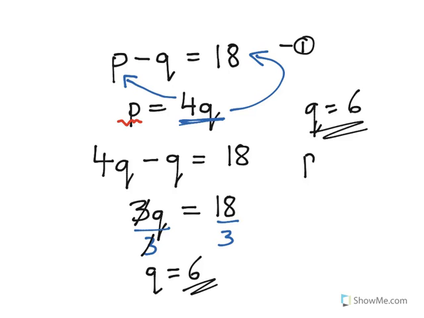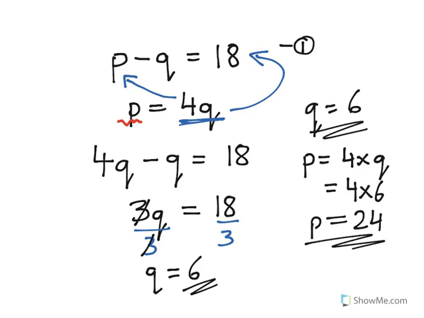But P, I know, is 4 lots of Q. And I know that Q is 6, so P equals 4 times 6, which equals 24. So now I know that P equals 24 and Q equals 6. The final thing that I do is a little check.